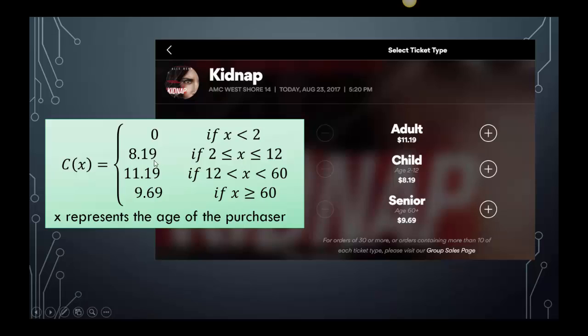So you're supposed to assume from that once someone's over 12, I guess they're an adult, and that goes until 60 where they become a senior citizen. So from 12 to 60, it was $11.19, and then 60 and above, it was $9.69.